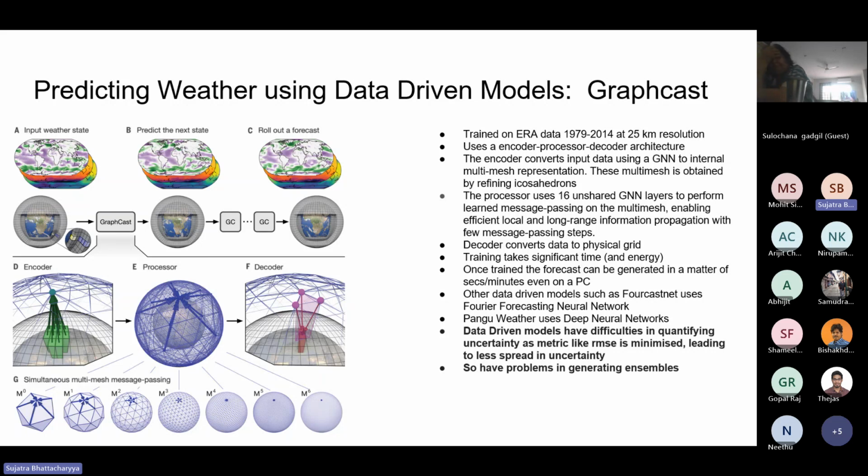That's the problem with almost all the data-driven models, which seems to have been slightly overcome by the latest one, which is called the neural GCM. I tried to talk about it.